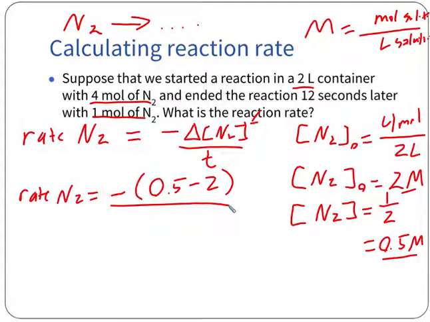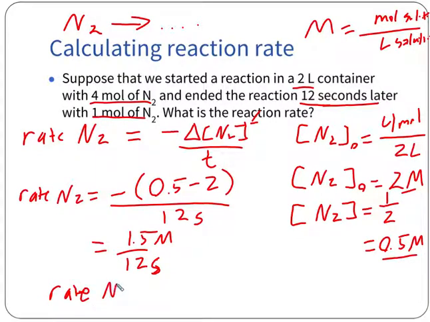And how long does it say this reaction takes? The problem said we started the reaction with 4 moles, and into the reaction 12 seconds later. So we'll say divided by 12 seconds. Okay, so 0.5 minus 2 is negative 1.5. A negative of negative 1.5 is positive 1.5 divided by the time, molar, 12 seconds. And so we do that. The reaction rate of N2 should be whatever 1.5 divided by 12 is. It comes out to be 0.125, and our unit here is going to be molar per second.